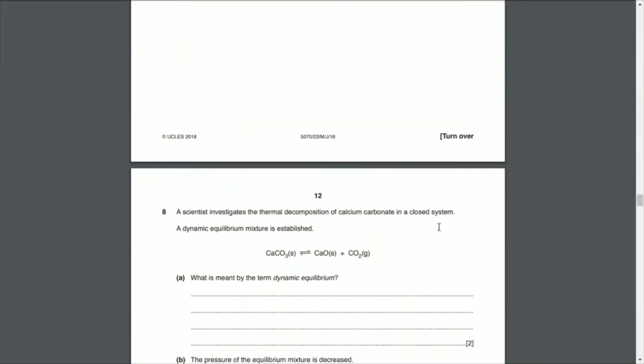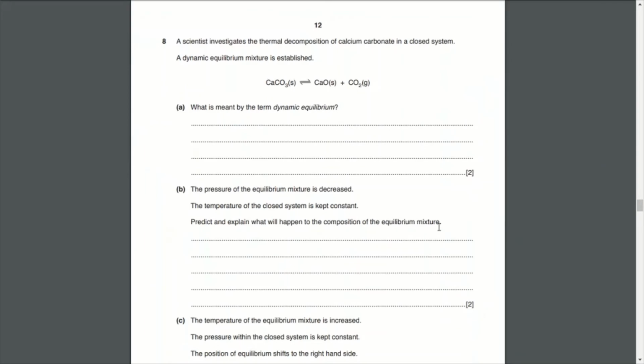Now moving on to question number 8. A scientist investigates the thermal decomposition of calcium carbonate in a closed system. A dynamic equilibrium mixture is established. What is meant by the term dynamic equilibrium?